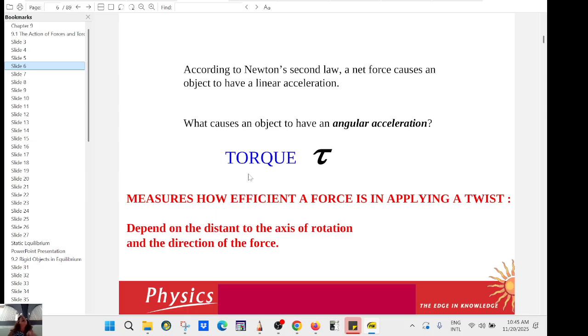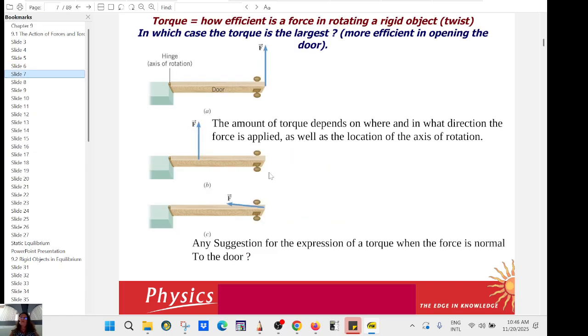Okay, so we get to the torque. Torque is like a twist. The notation is tau. Torque is a physical quantity, and it's a vector. It's a physical quantity that measures how efficient a force is in applying a twist, so in making it go faster, spin faster, slower, or change the direction of the spin.